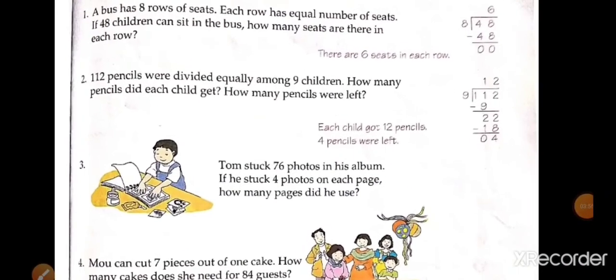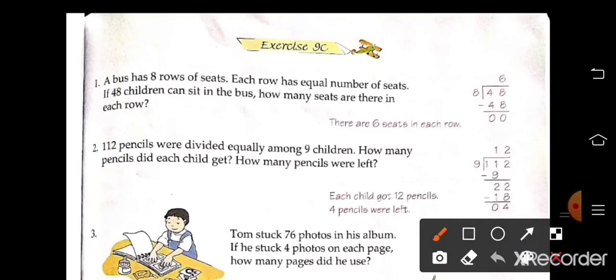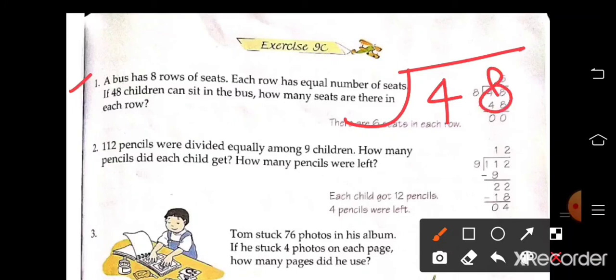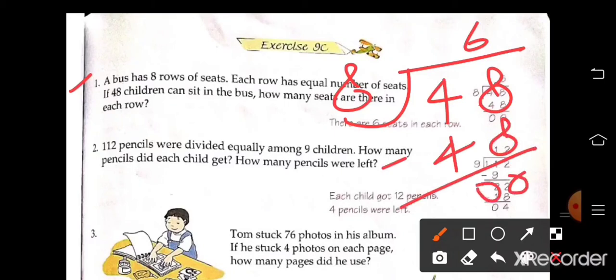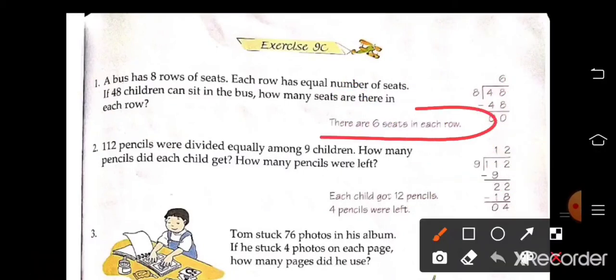Now the next is page number 91, exercise 9C. Story sums are here. Question number 1. A bus has 8 rows of seats. Each row has an equal number of seats. If 48 children can sit in the bus, how many seats are there in each row? So for each row we have to divide 48 by 8. Okay, 8 sixes are 48, 0. So there are 6 seats in each row.